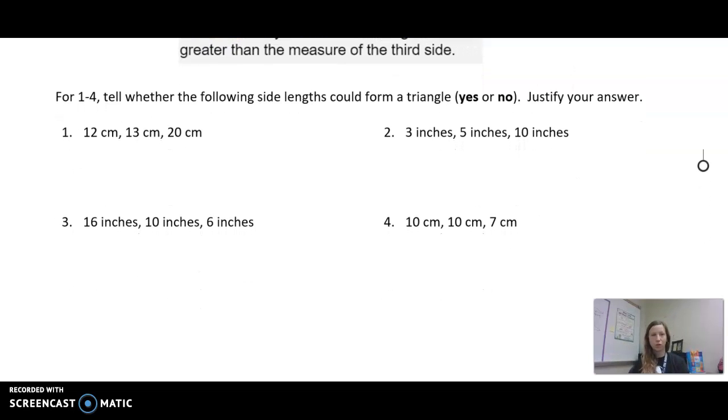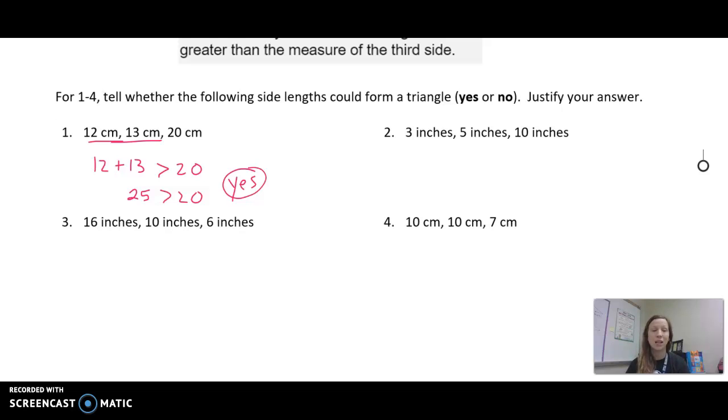Alrighty, so the first one says, tell whether or not the following sides could form a triangle. So we have 12 centimeters, 13 centimeters, and 20 centimeters. So we take the two smallest ones together and we add them up, 12 plus 13, and it needs to be greater than 20. So 12 plus 13 is 25, which is in fact greater than 20. So yes, these three would form a triangle. 25 is greater than 20. These three lengths would form a triangle.